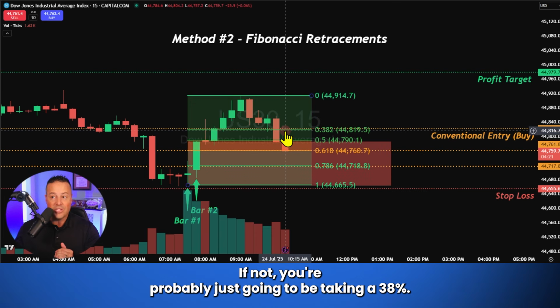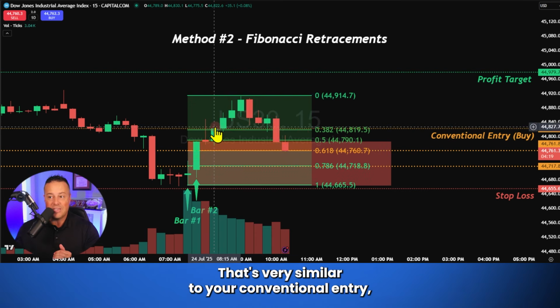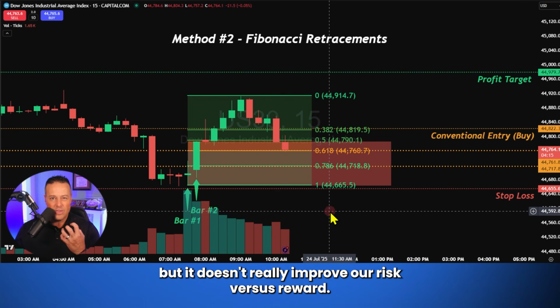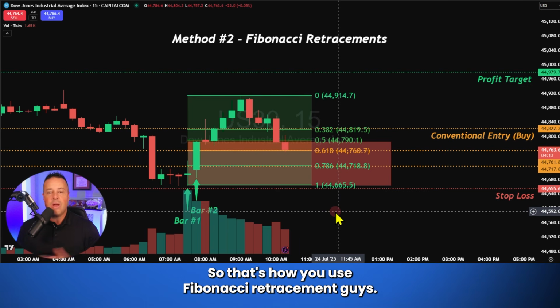I would focus on those retracement levels that are inside of the ORB. If not, you're probably just going to be taking a 38% that's very similar to your conventional entry, which is nothing wrong with that, but it doesn't really improve our risk versus reward. So that's how you use Fibonacci retracements, guys.